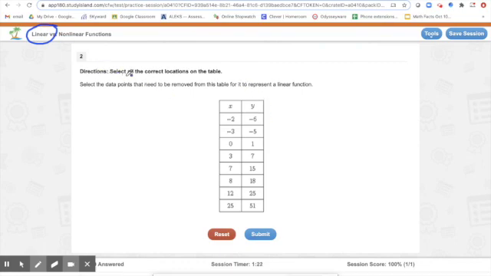This particular one says, select the data points that need to be removed from this table for it to represent a linear function. And if you remember the comparing functions table that we looked at before, we're always looking at the change in the y's over the change in the x's. So let's go ahead and look at that and see what we can discover here.